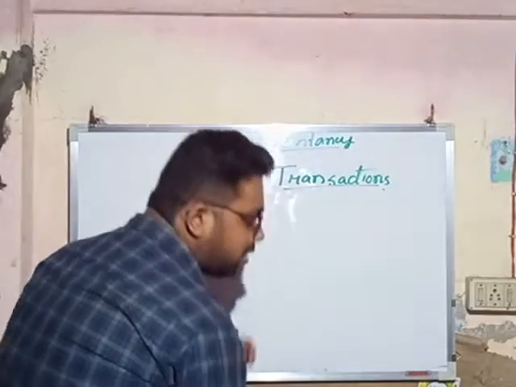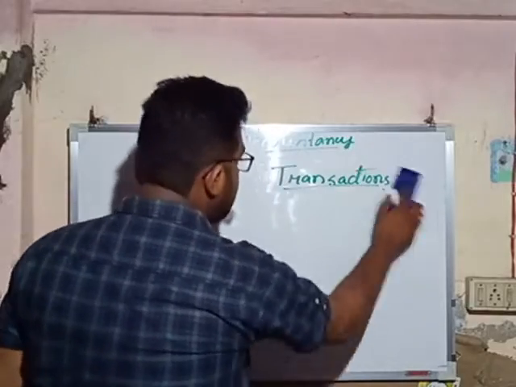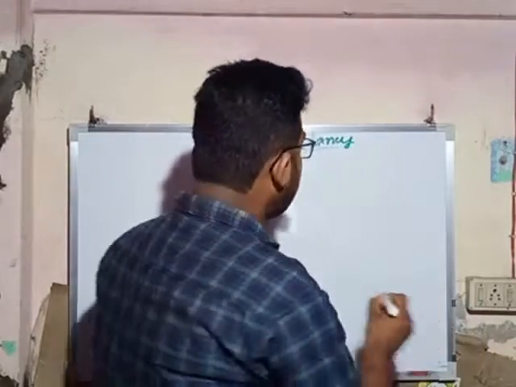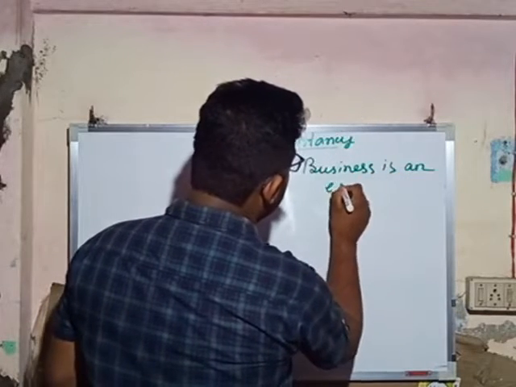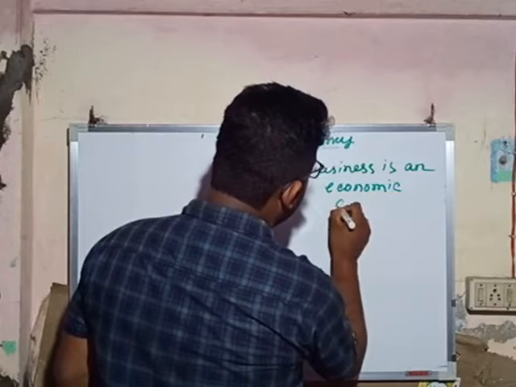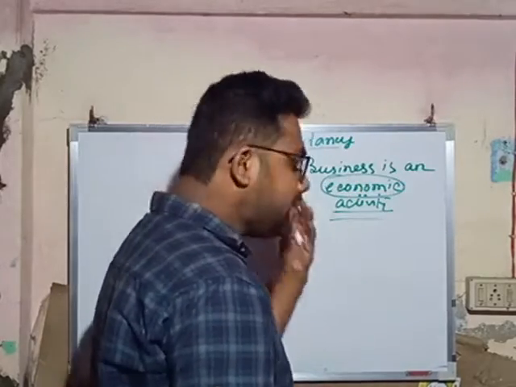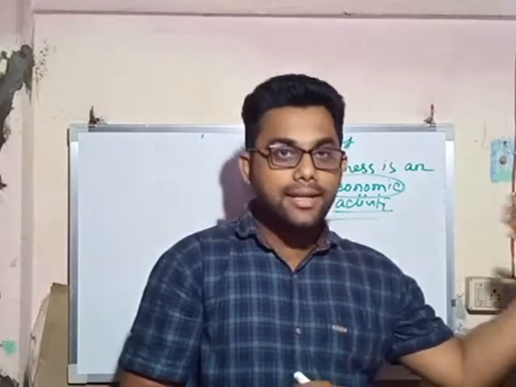Before we understand the term transaction clearly, I have to clear two more definitions, that is the event. So what is event? Actually, I have already discussed what is business. Business means buying and selling of goods and services in order to earn a profit. In such a case we can say that business is an economic activity. So what is economic activity? Economic activity means any activity which is related to money, or any activity which is undertaken in order to earn money.